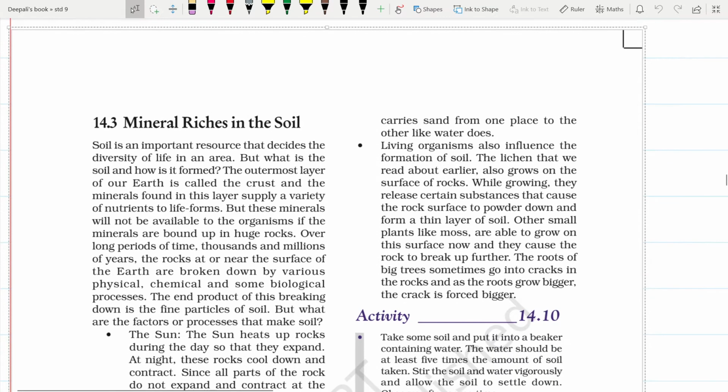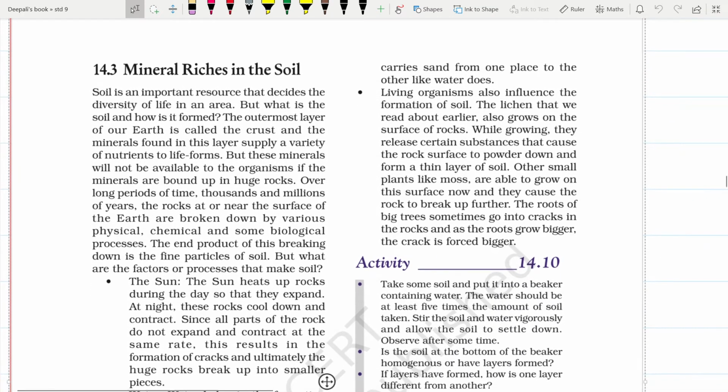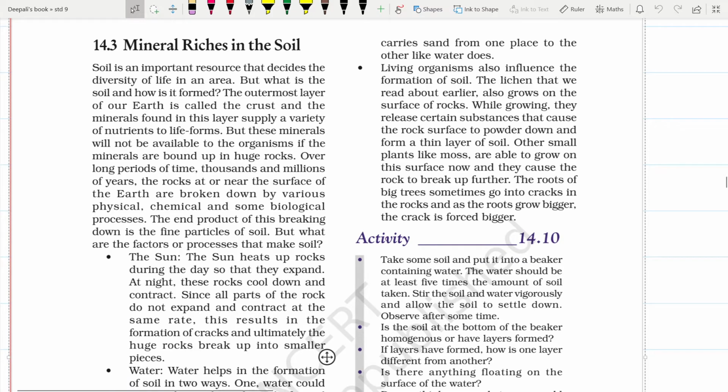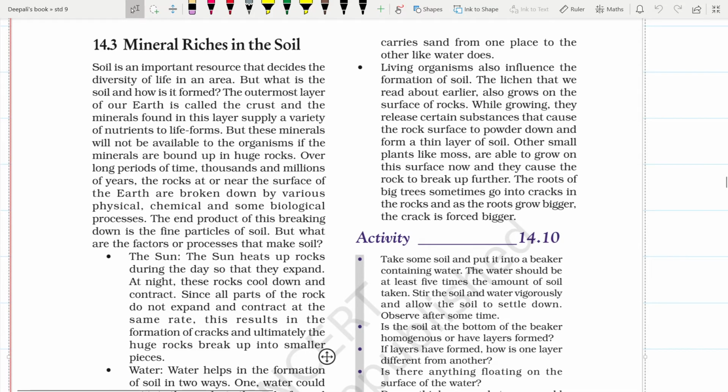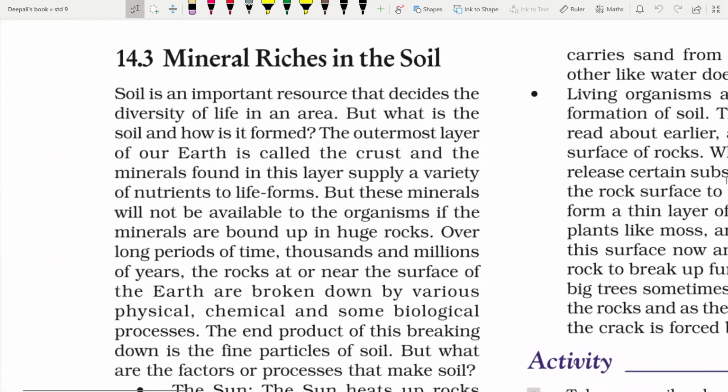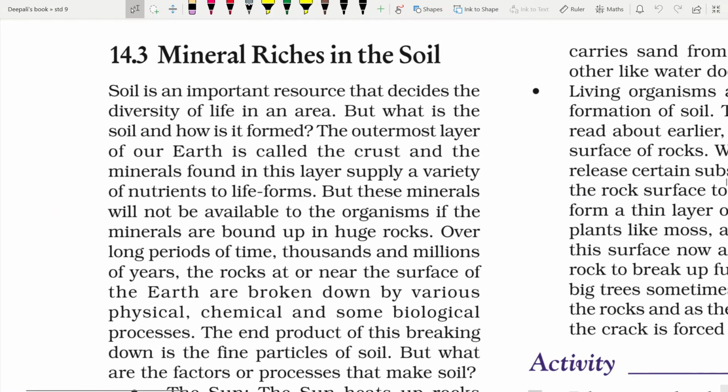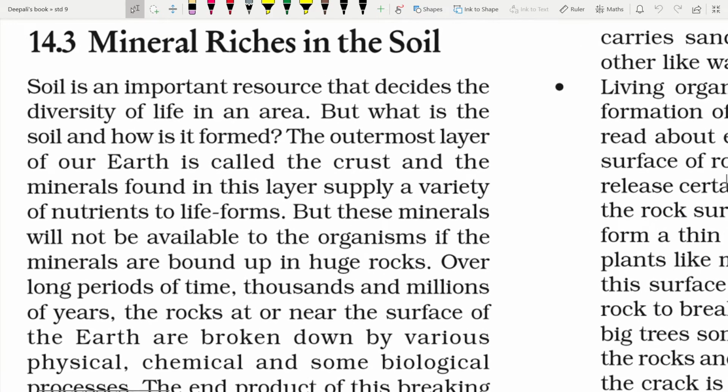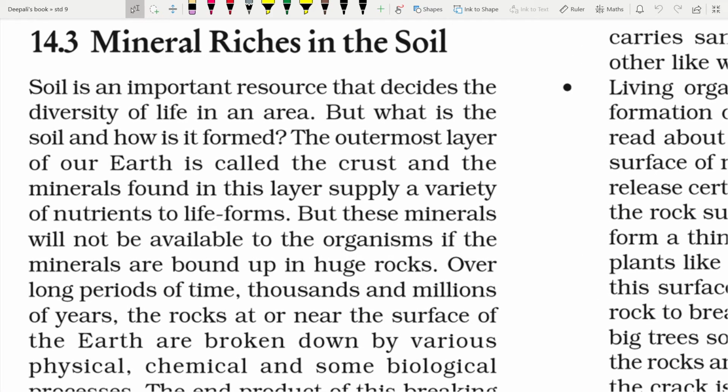Now let us see what is in soil. How is soil an important natural resource? Soil is an important resource that decides the diversity of life in an area. But what is the soil and how is it formed? The outermost layer of the earth is called the crust, and the minerals found in this layer supply a variety of nutrients to life forms.